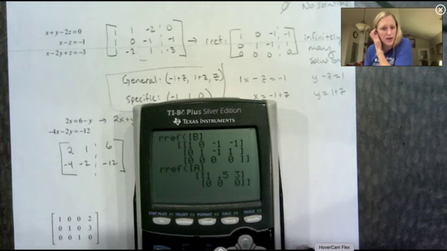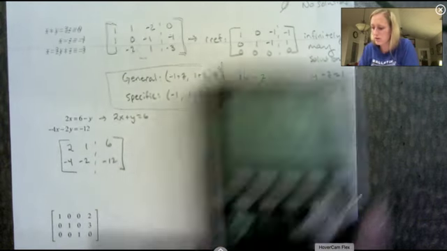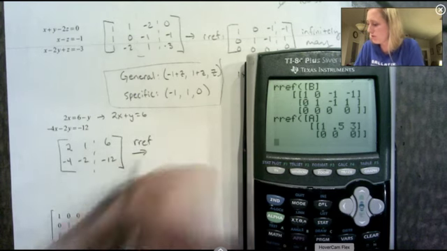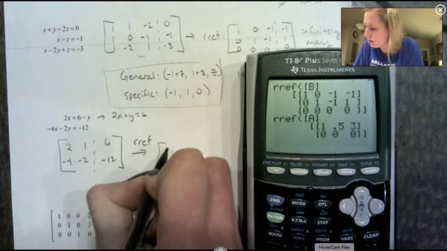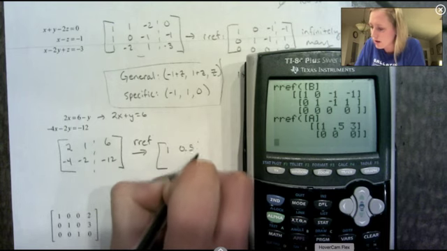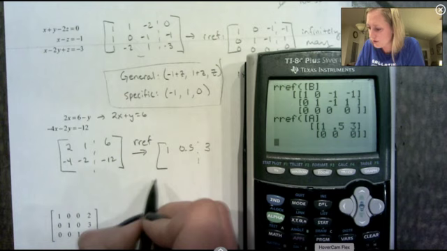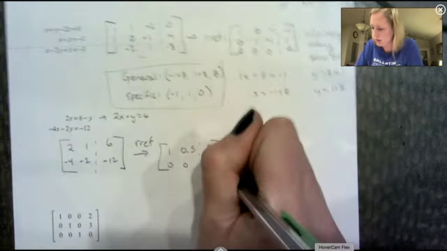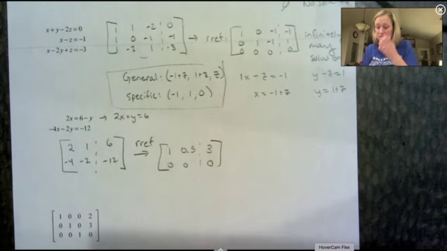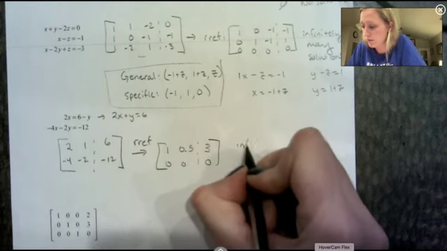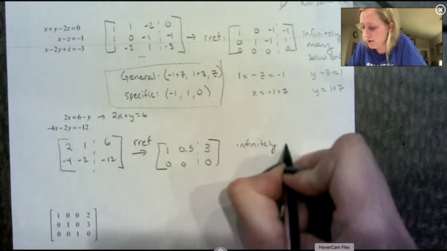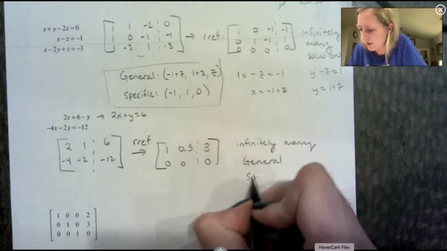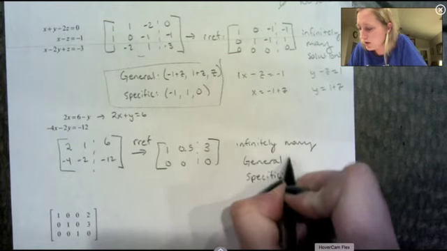All right, so here when I do reduced row echelon, we get 1, 0.5, 3 and zeros across the bottom. Okay, so this one would be another dependent consistent system with infinitely many solutions. Okay, so general and specific. So this time I don't have z, I just have y.